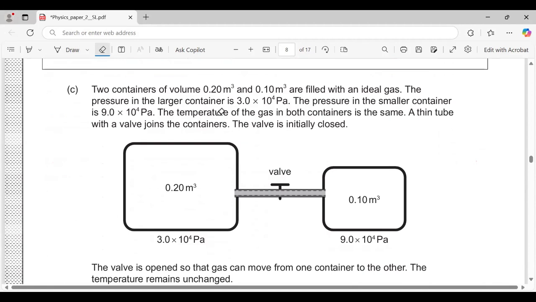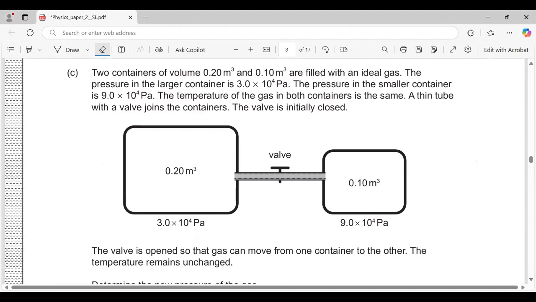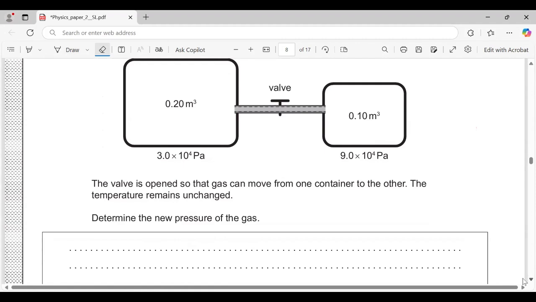And C. Two containers of volume 0.20 cubic meters and 0.10 cubic meters are filled with an ideal gas. The pressure in the larger container is 3.0 times 10 to the power 4 pascals. The pressure in the smaller container is 9 times 10 to the power 4 pascals. The temperature of the gas in both containers is the same. A thin tube with a valve joins the containers. The valve is initially closed. The valve is then opened so that gas can move from one container to the other. The temperature remains unchanged. Determine the new pressure of the gas.